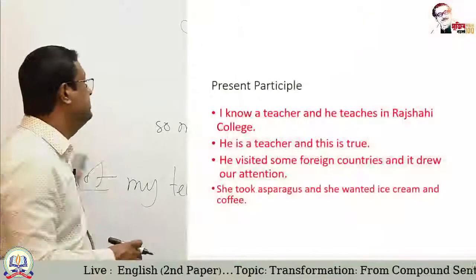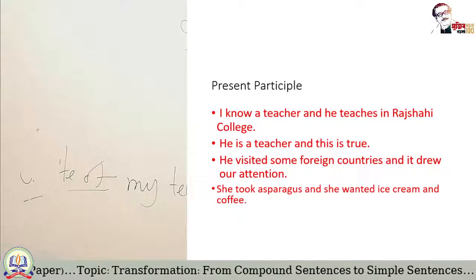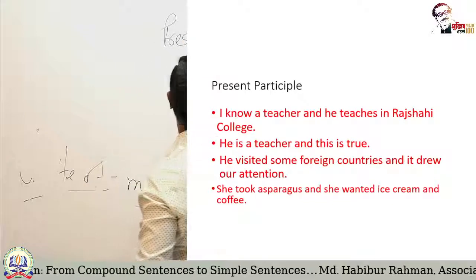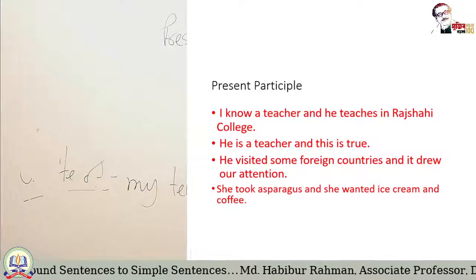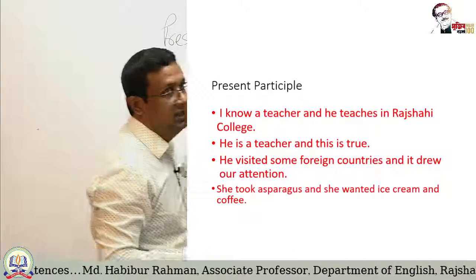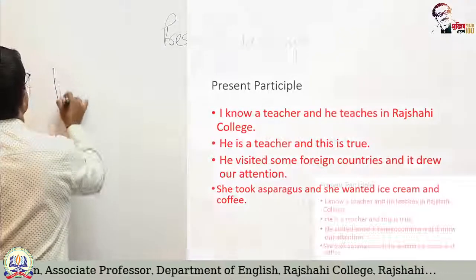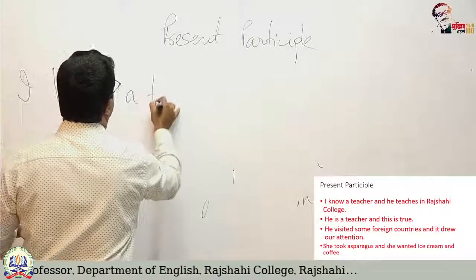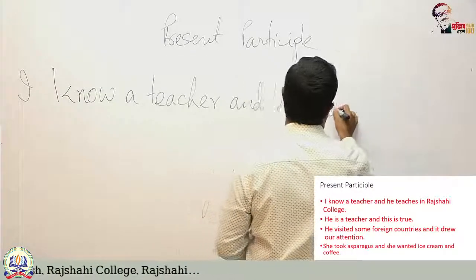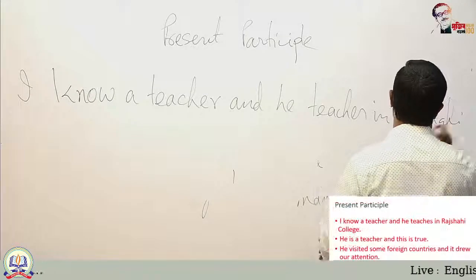Okay, in this way we can change, and the only simple thing is using the present participle. Only using a present participle we can change a compound sentence into a simple sentence. This is also a way to make a simple sentence. Suppose a sentence, I know a teacher and he teaches in Rajshahi College.